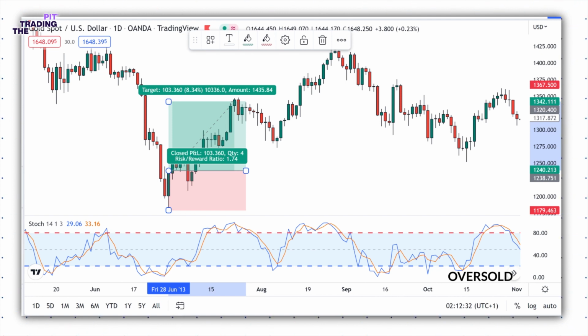Keep in mind that stochastic can remain above 80 or below 20 for long periods of time. So just because the indicator says oversold doesn't mean you should blindly buy. Always wait for a clear signal.